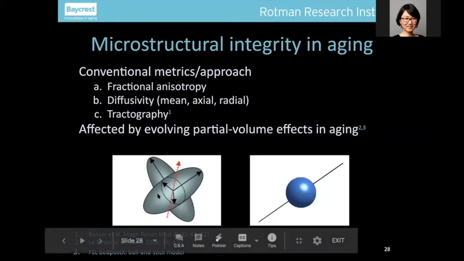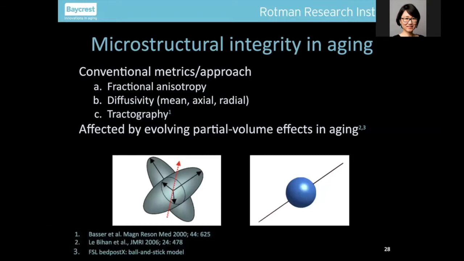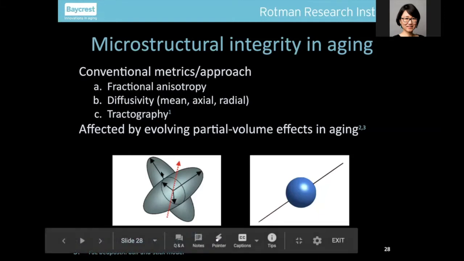Some models actually do account for this. When you're not assuming each voxel contains a single fiber or single tensor, you can incorporate an additional tensor, or you can have this ball and stick model, in which you have an isotropic diffusion compartment and a directional compartment. The stick here represents the cellular compartment, and the isotropic one can be interpreted as the extracellular fluid.